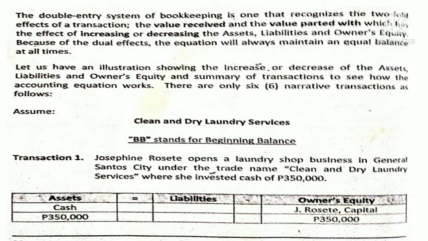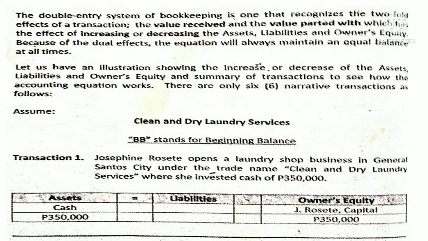So, let us have an illustration showing the increase or decrease of the assets, liabilities, and owner's equity and summary of transaction to see how the accounting equation works. There are only 6 narrative transactions as follows. So, assume Clean and Dry Laundry Services.